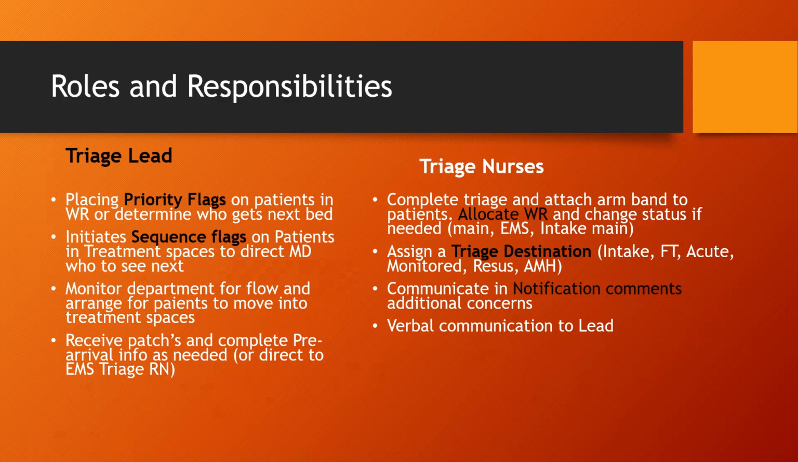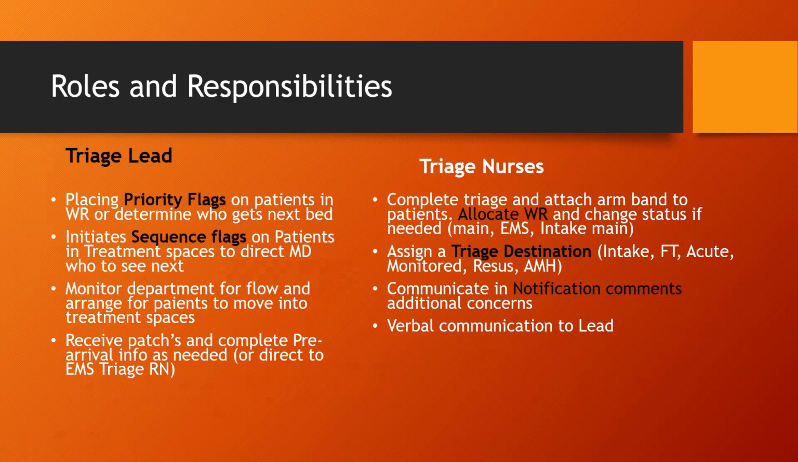So one, the triage lead, once the patients have been triaged, is responsible for watching the waiting room, and they're going to put priority flags on patients. So the waiting room patients are going to have priority flags on, and this basically means who gets a bed next. Okay, and we're going to review that in a second.